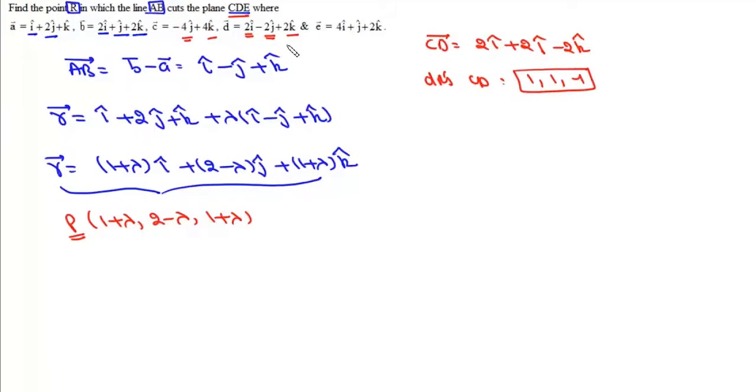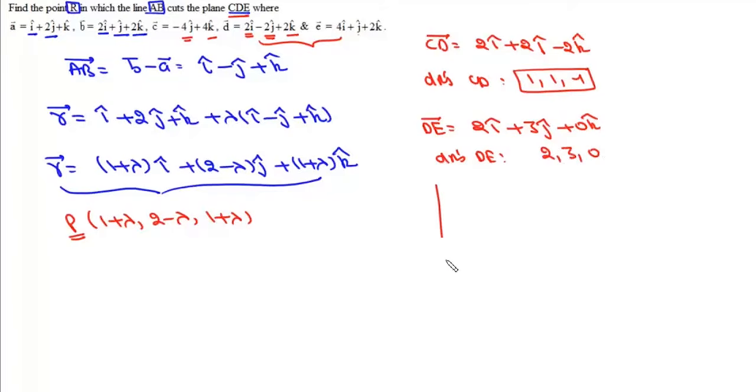Now we'll find direction ratio of another parallel vector, say DE. Now DE is E minus D, so it will be 2i. Now this is j plus 2j. There will be 3j, and then 2k minus 2k is simply 0k. So direction ratios of DE are 2, 3 and 0.